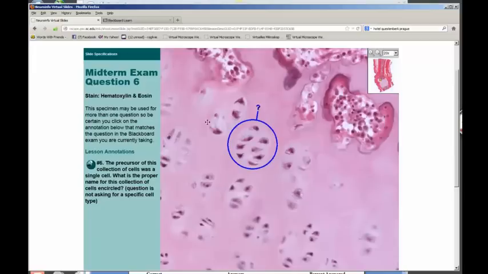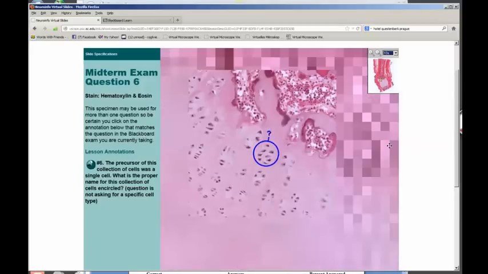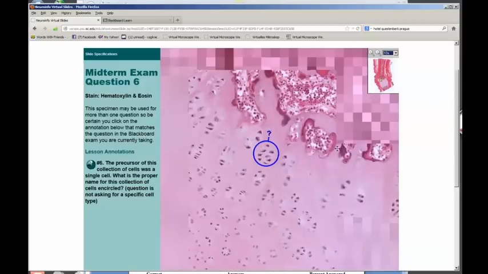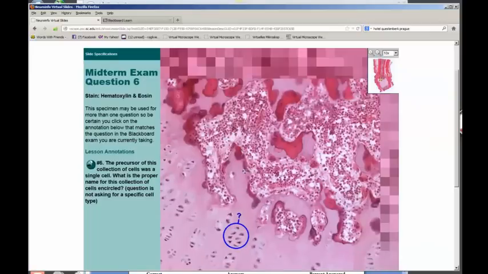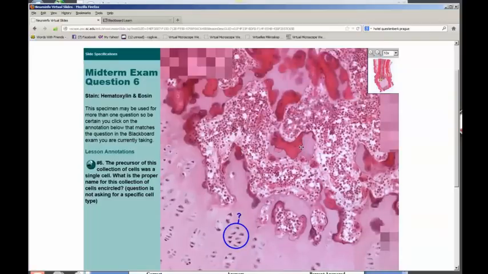But if you look here at this matrix, and these are the cells and the nuclei, the matrix is rather smooth and somewhat eosinophilic, but right around the cells, it's a little more basophilic. And so this should immediately remind you of cartilage. And if you decrease the magnification a little bit, you can see over here where the cartilage is forming a template, partially calcified, and there is where you're having bone deposited.